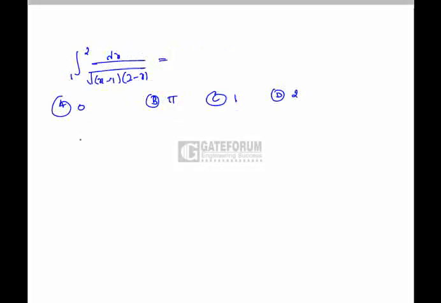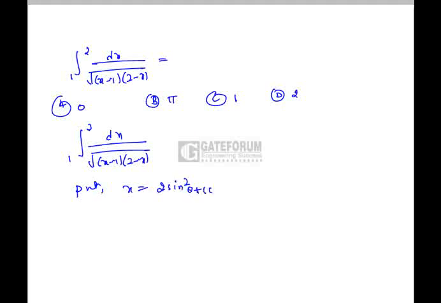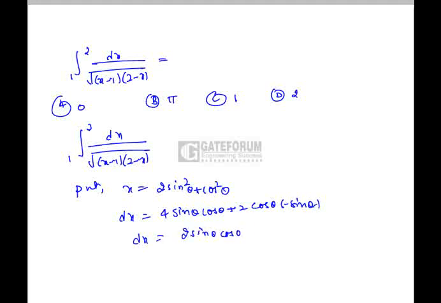In this problem, we have to find the value of the integral from 1 to 2 of dx by root over (x minus 1) into (2 minus x). Now, in order to find the integration, let us go for a certain substitution. Let us take x as 2 sine square theta plus cos square theta. So the value of dx will be 4 sine theta cos theta plus 2 cos theta into minus sine theta, which can be written as 2 sine theta cos theta d theta.